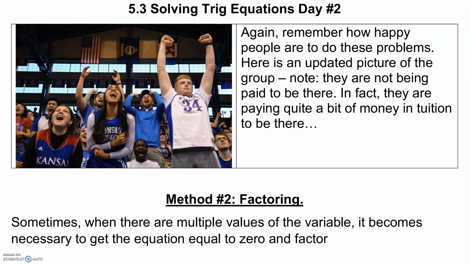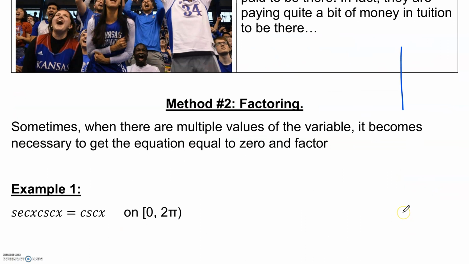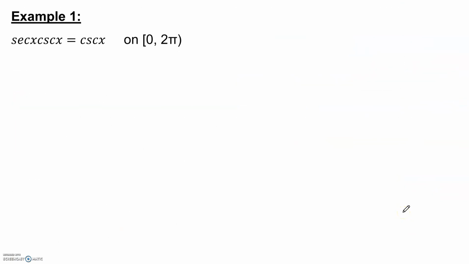Anyway, today we're going to work on a second method. It's called factoring. It's used when you have multiple values of the variable and it's necessary to get the equation equal to 0 and factor. Here's our first one.